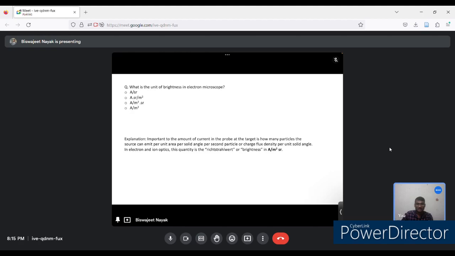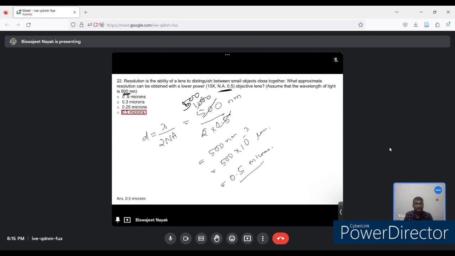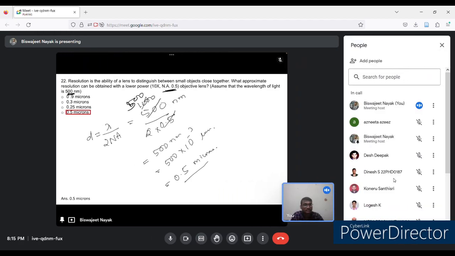Next, what is the unit of brightness in an electron microscope? As I have already explained, it is ampere per meter square steradian. Anyway, I have mostly discussed all the questions now. Does anyone want to ask anything? I will try to answer that.